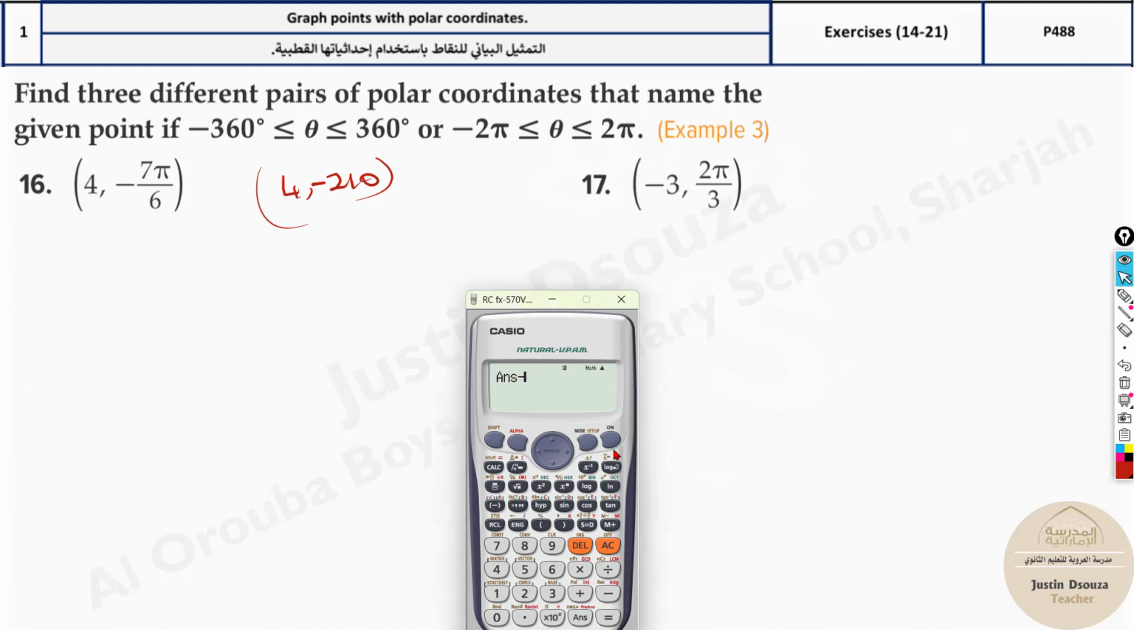Now, if I have minus 210, is it possible to subtract 360? It will exceed, right? So in such cases, just change and add it. That's it. Now this is the answer. One answer is the same radius, 150 degrees. That's done. Now the other answers will have minus.